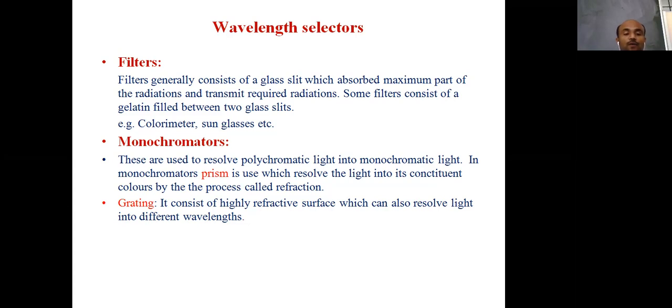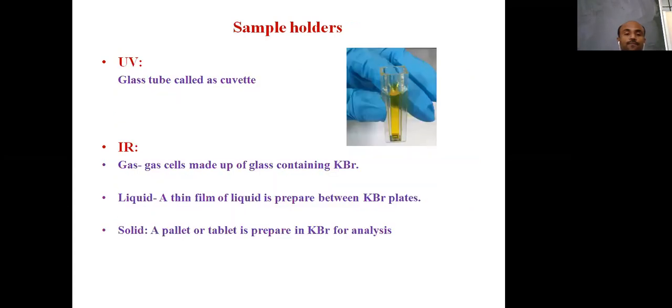Another type of wavelength selector is another type of monochromator, the grating. It consists of a highly refractive surface which can also resolve light into 7 different colors. So a compact disc is associated with this grating. Next is the sample holder.